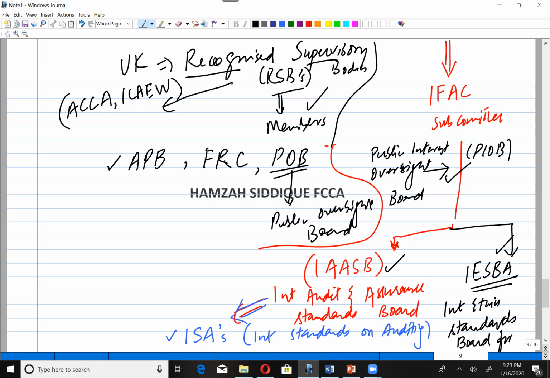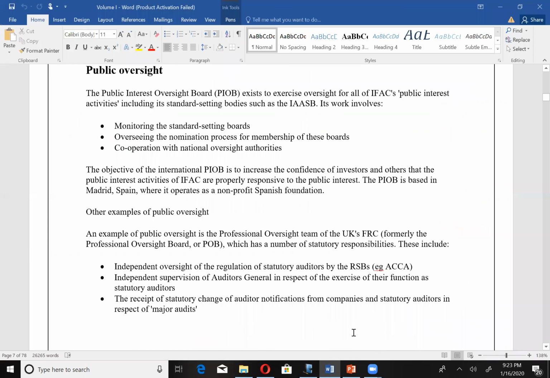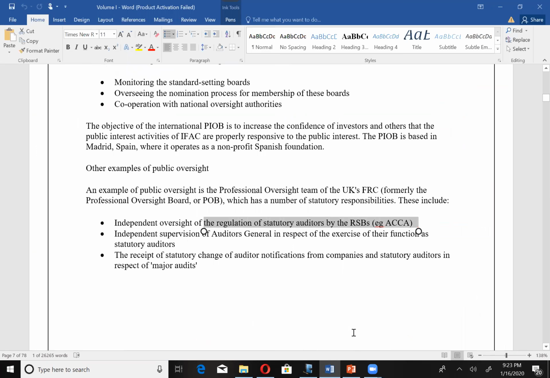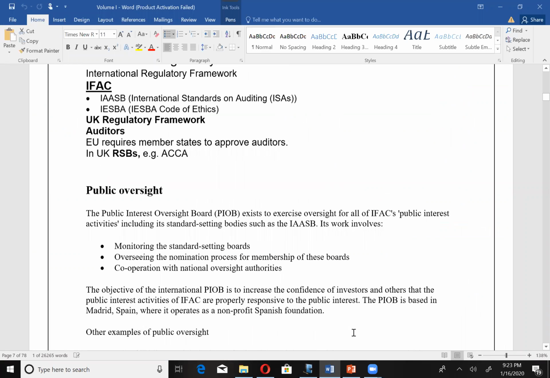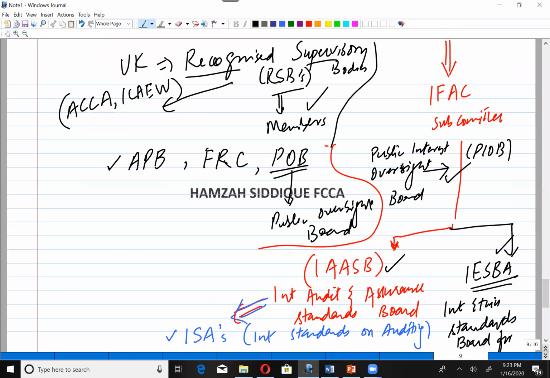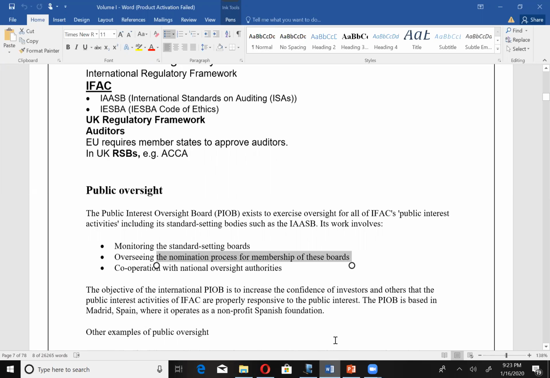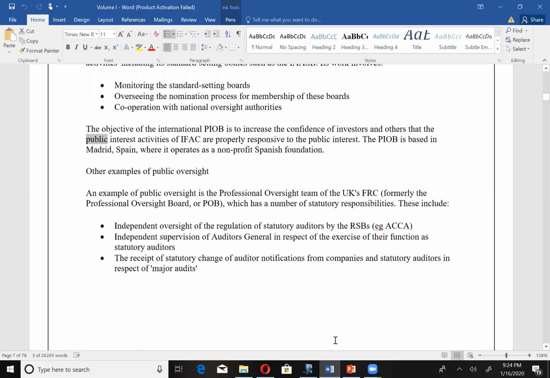Let me show you from here. Public interest oversight of the regulation of boards. Here it is, sorry. Monitoring of the standard setting boards. The members of these boards are nominated by this, and it oversees the nomination process, and cooperation with the national bodies in different countries, which are actually overseeing the auditor's work. So students, I hope it is clear so far.